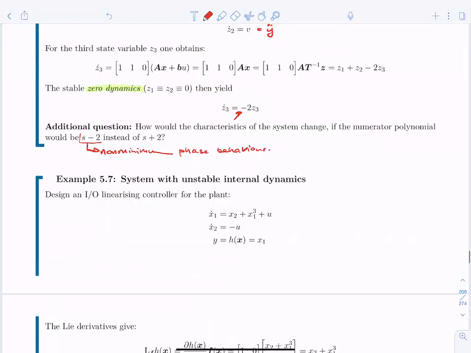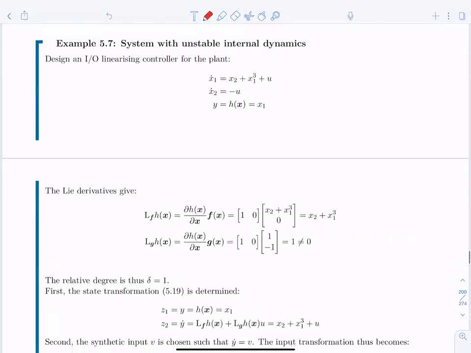Now there's another example, and this is, if you want, a theoretical one, which is only of educational value, tutorial value, but it should show you what is happening in a system with unstable internal dynamics. What does it mean if we get unstable internal dynamics? So this is a fantasy example, if you want. So you see x1 dot is equal to some expressions that depend on the state, plus u. x2 dot is equal to minus u, okay? And then we see that y, which is the output, is simply equal to x1.